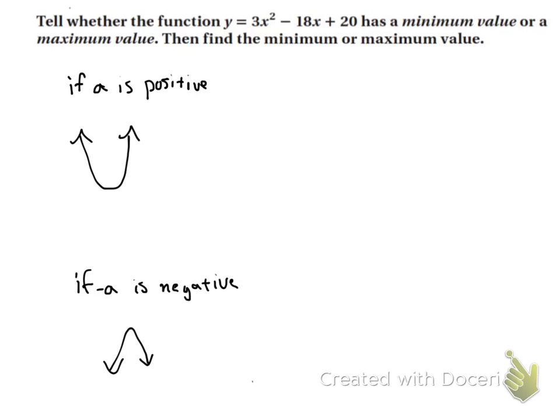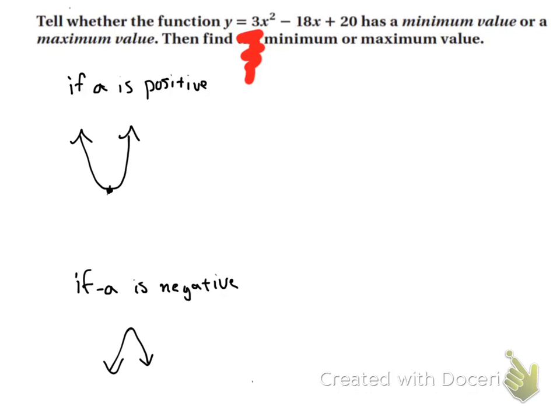Now we have maxes and mins. And we need to know that of the graph just by looking at it. We can tell by the a value right there. What I mean by that is, if that is positive, this is the way the graph looks, and that means there's a minimum because it has a valley. If the a is negative, like down here, that's the way the graph will look. And it has a peak, so it has a maximum.